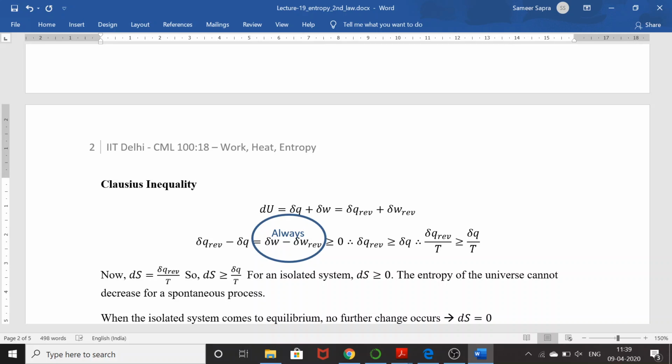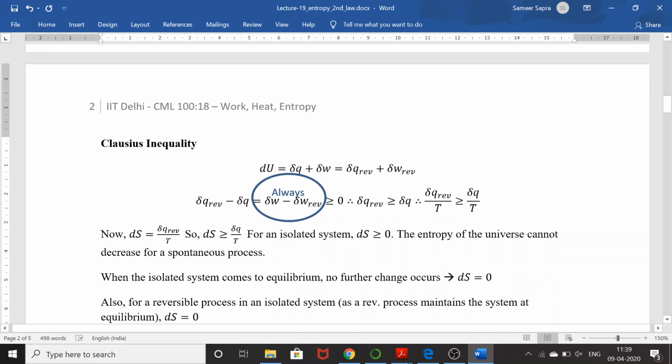And if you think of an isolated system with some reaction or process going on, once the reaction comes to an equilibrium, there's no further change.